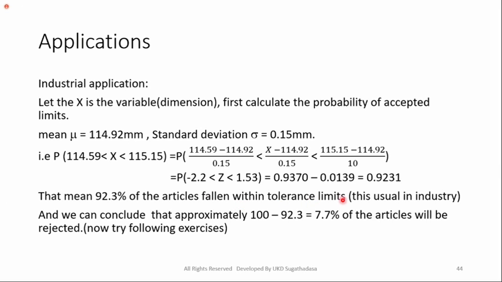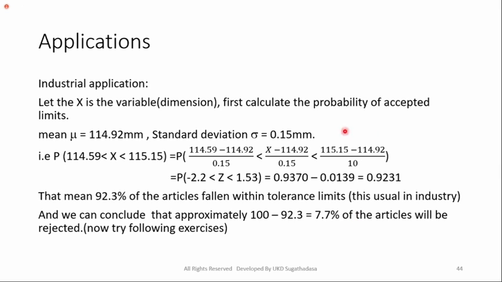That means accepted limit. That means we can accept 92%. This is usually industry, a big number, right? So now we can conclude that approximately 100 minus 92.3, that is 7.7% of the articles will be rejected. That is the actual answer you want to get. From this example, only 7.7% of the articles will be rejected. That's the correct answer in this case.